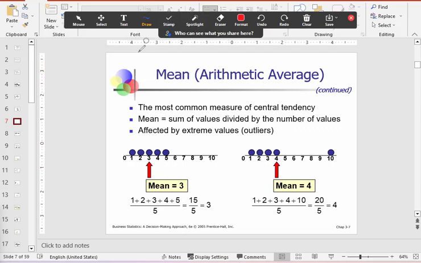So let's suppose you have a number line from 0 to 10 and you have 5 observations. First is number 1, then 2, then 3, 4, 5, and then the arithmetic mean will be the sum total divided by the total number of observations, that will become 3. Okay, so it is the most common measure of tendency. It is the sum of values divided by the number of values, but one of the problems that it has is that it is affected by extreme outliers.